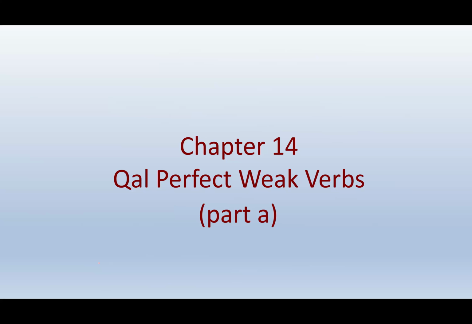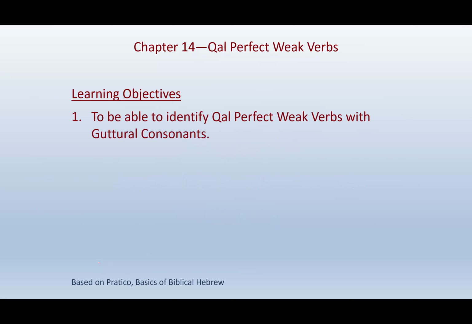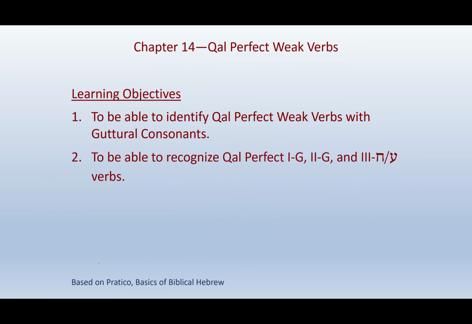So with that review from last week, we'll go ahead and get into chapter 14, part A, looking at weak verbs. So learning objectives for this week, we want to be able to identify the call perfect weak verbs with guttural consonants. So the gutturals, we're specifically going to look at the call perfect one guttural, two guttural, and the three chet ayin verbs. So yes, those are all still gutturals.